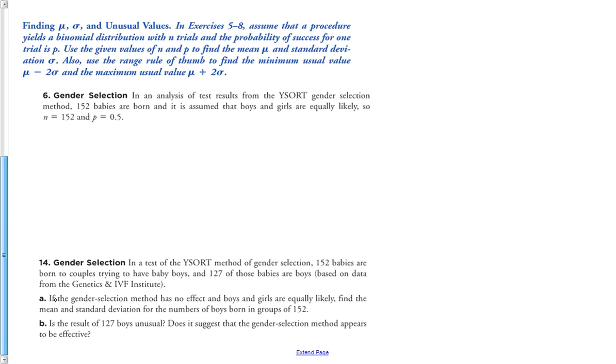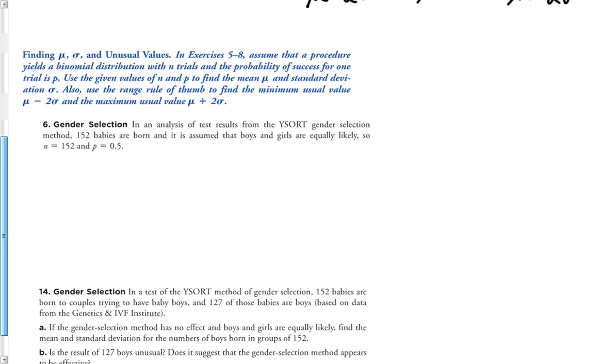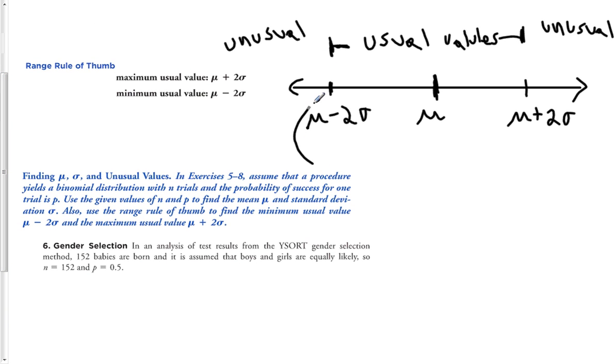All right, so here are some examples. This is number 6. It says finding the mean and standard deviation and usual values. In exercise 5 through 8, assume that the procedure yields a binomial distribution. So we can already assume that this is a binomial distribution with n trials and the probability of a success on one trial, p. Use the given value of n and p to find the mean and standard deviation, sigma. Also use a range rule of thumb to find the minimum usual value, which is mu minus 2 sigma, and the maximum usual value, which is mu plus 2 sigma. This is the minimum usual value, this is the maximum usual value.